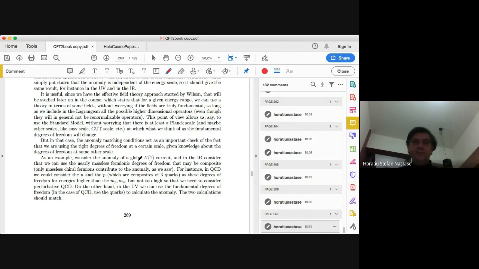And this one states that for a given energy range, we can describe the theory in terms of some fields without really worrying if the fields are really fundamental, as long as we introduce all the possible terms in the Lagrangian that are consistent with the symmetries, even though in principle all these possible terms will be non-renormalizable. So the point of this is that non-renormalizability is only important if we want to have a theory defined at all possible scales.